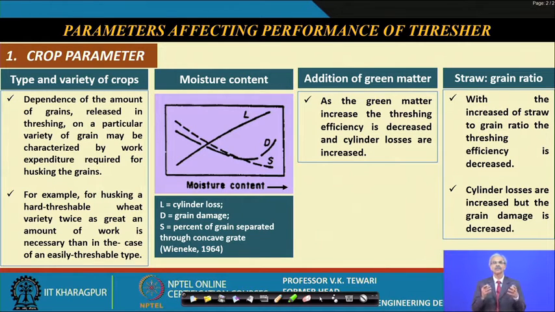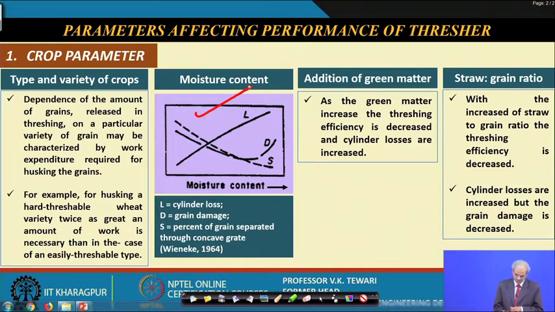Addition of green matter, how much green matter is added when the harvesting has been done, and what is the straw to grain ratio. Well, we have a small graph here which indicates what happens to the cylinder loss, what happens to the grain damage, and what happens to the percent of grain separated.